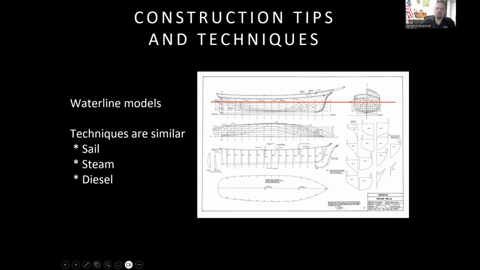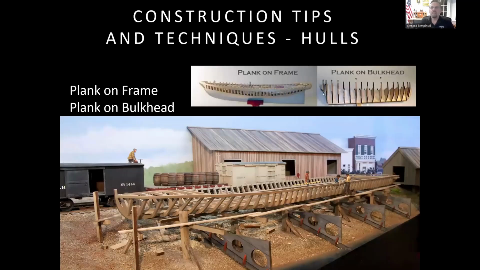And when you build a hull, the techniques for sail, steam, diesel are pretty much the same. And what are those techniques? Well, there's several. The first one, the most complicated, is called plank on frame. Now, when ship modelers tell you it's a plank on frame model, watch out, because that is a very complex model, because they are modeling every frame that was in the actual ship. So if you look at this example of a plank on frame, this schooner had frames in those locations, and then it was planked over.